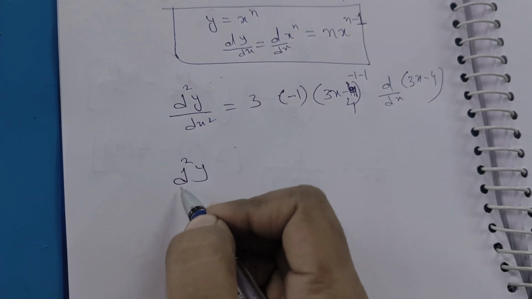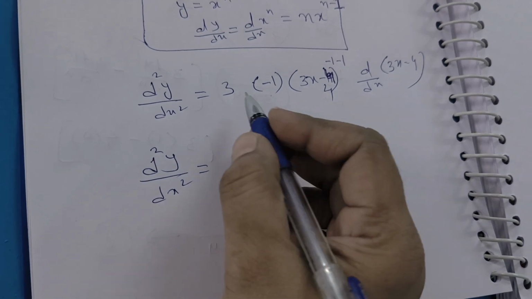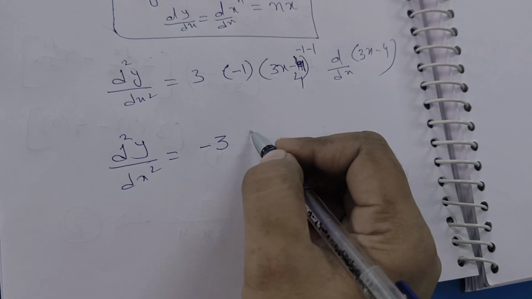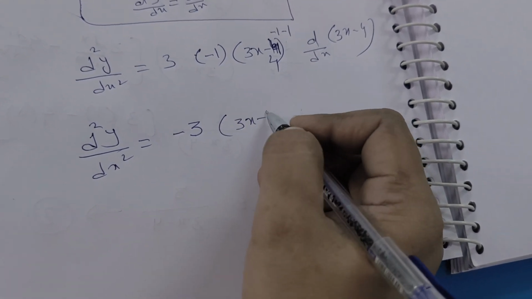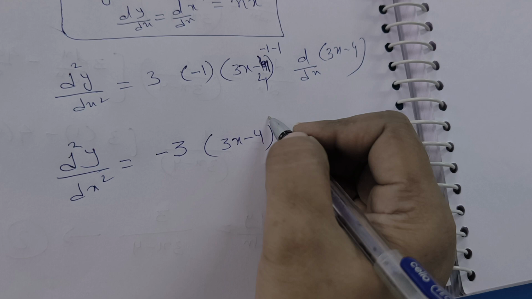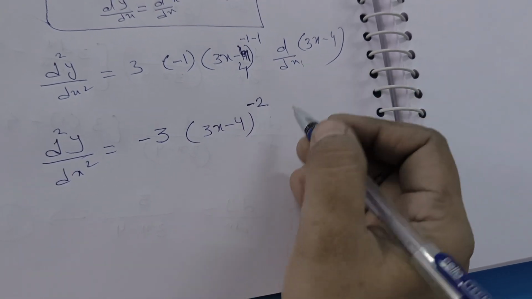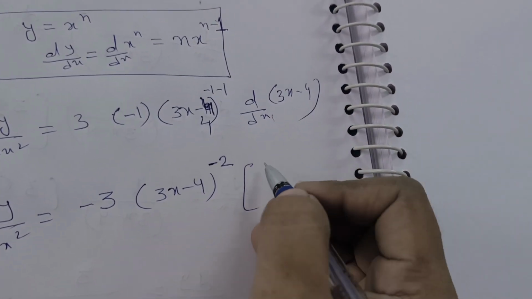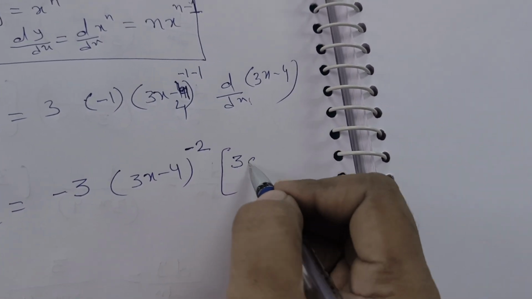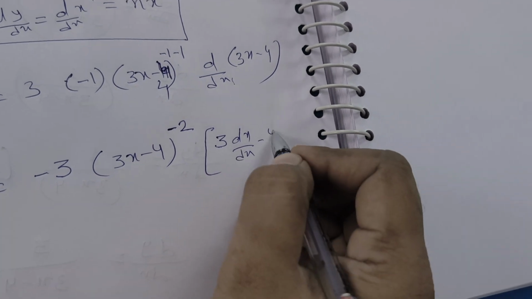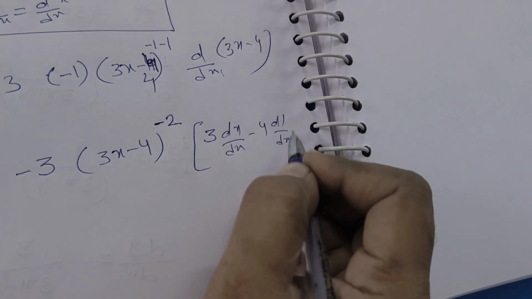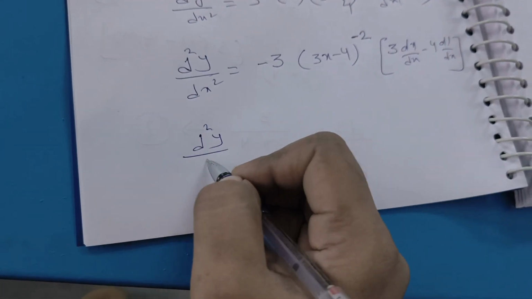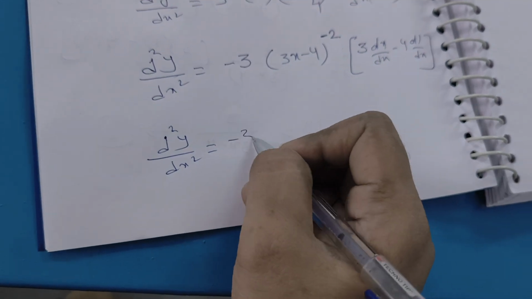So d square y by dx square is equal to plus into minus minus, 3 ones are 3. So this is minus 3, 3x minus 4. Minus 1 means its power is plus minus 2. Again, we have already done the derivative part of this term. So we are writing one more time, 3 into dx by dx minus 4 into d1 by dx. So we get d square y by dx square is equal to minus 3.